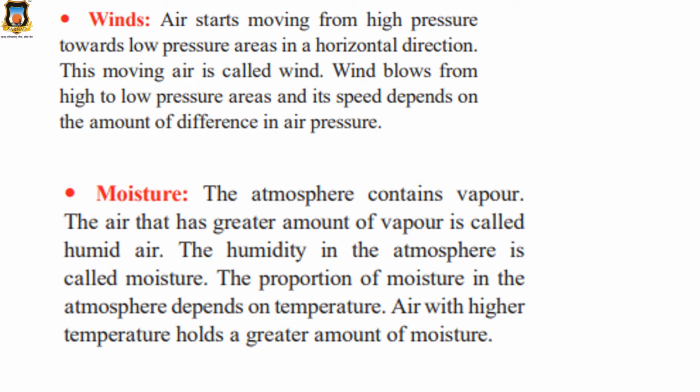Wind blows from high to low pressure areas, and its speed depends upon the amount of difference in air pressure. What else? Basically it moves from high pressure to low pressure. Why? Because it is pushed up. And how? In the horizontal direction.